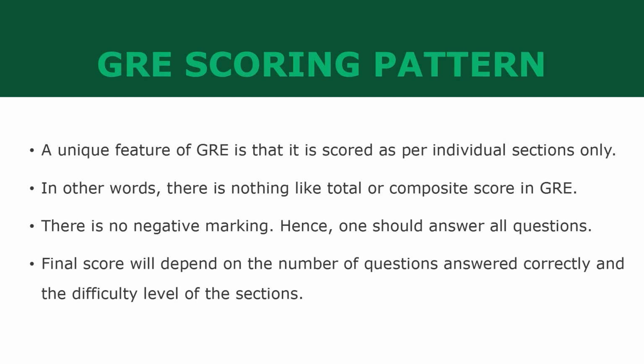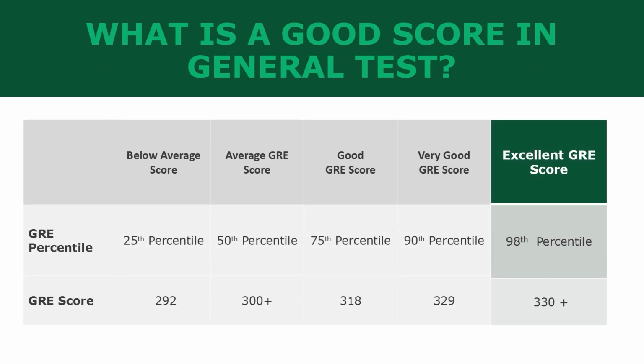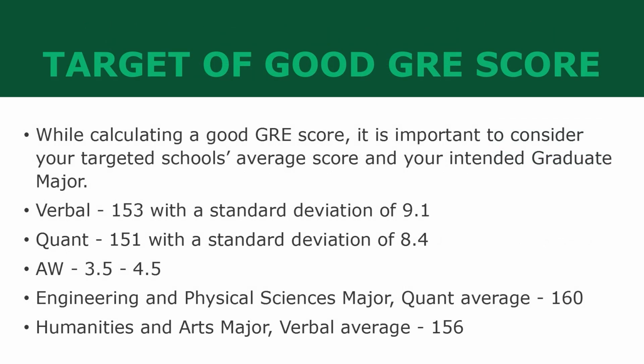A unique feature of GRE is that it is scored as per individual sections only. In other words, there is nothing like total or composite score in GRE. Also, there is no negative marking. Hence, one should answer all questions, and the final score will depend on the number of questions answered correctly, plus the difficulty level of the sections. Top universities accept scores in the range of 320 to 330. You must know your target score to aim for your dream school. For calculating a good GRE score, it is very important to consider your targeted school's average score and your intended graduate major.